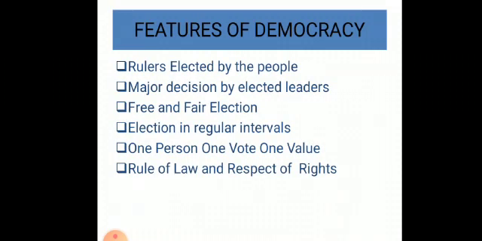Before going to explain in detail, we see the main features of democracy. Rulers elected by the people. Major decisions by elected leaders. Free and fair elections to be conducted. Elections at regular intervals. One person, one vote, one value. Rule of law and respect of rights. So we have to abide by the rules and regulations. If we follow all these conditions, then we can say that country is a true democratic country.